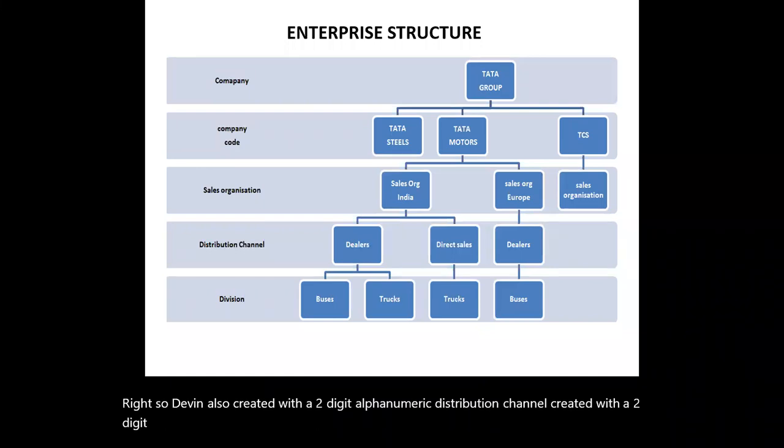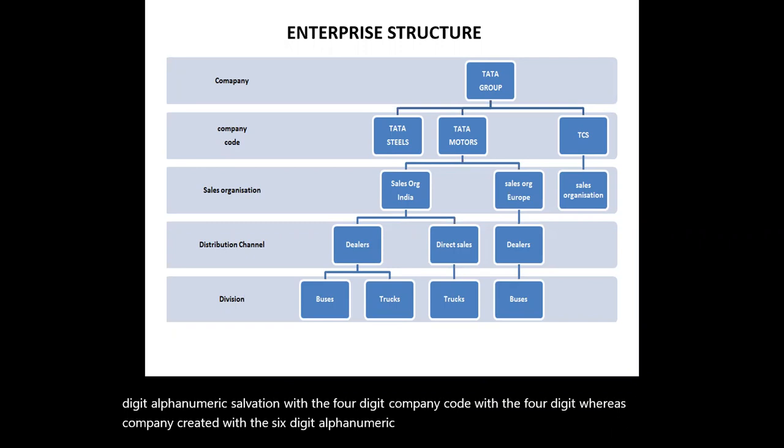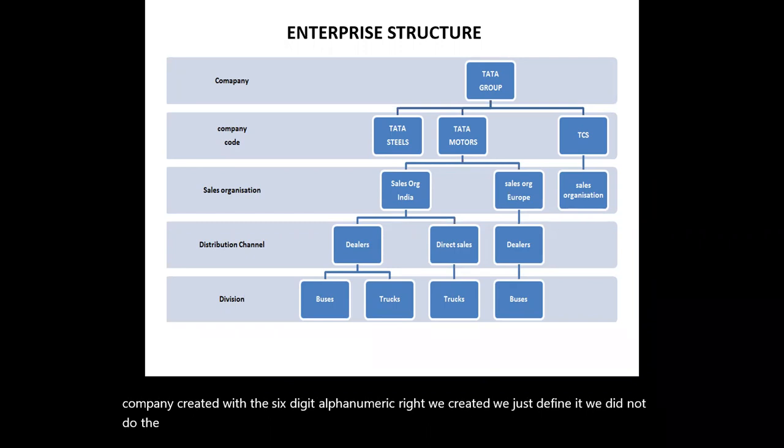Sales organization with 4 digits. Company code with 4 digits. Whereas company is created with a 6-digit alphanumeric. Right? We just defined it. We did not do the assignment part again. We have to discuss that later. So any questions in this section?